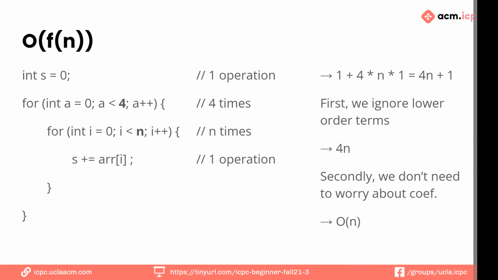And then we can drop the coefficients in front of the higher order term, because we don't really need to worry about that when we're looking at long term or large n. So this is also a linear time code snippet, even though there's 2 for loops.